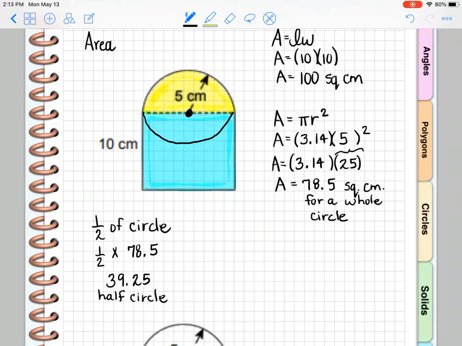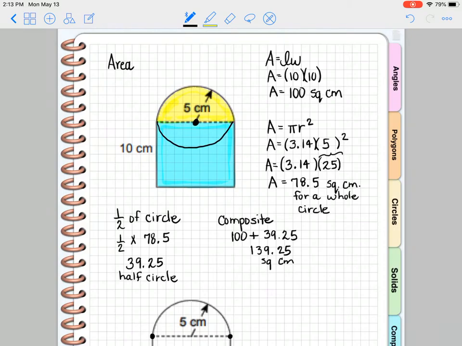Okay. So my composite area, remember we have to put both of these parts together, is 100 plus the half circle, and that is 139.25 square centimeters. So this one has a catch to it. You have to remember to cut your circle in half.